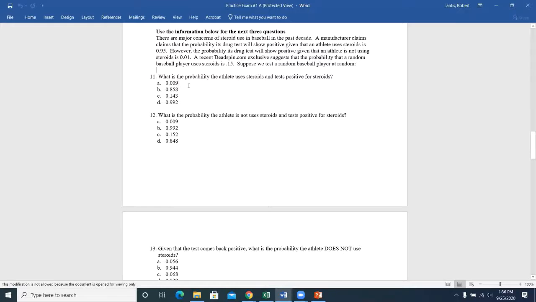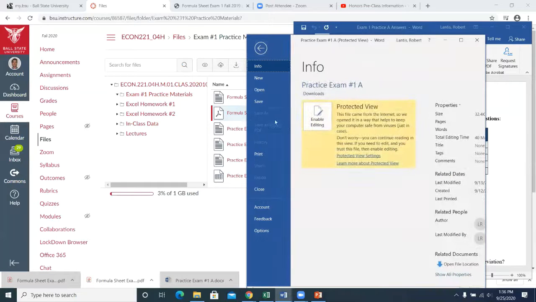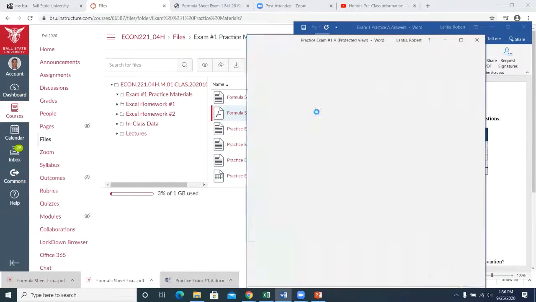Why won't it let me edit this document? Protected view. Okay, there we go.